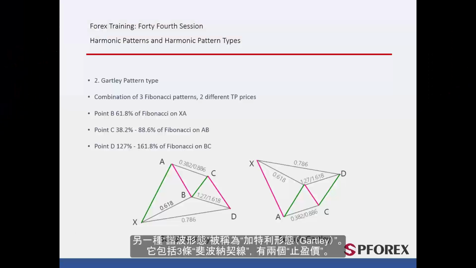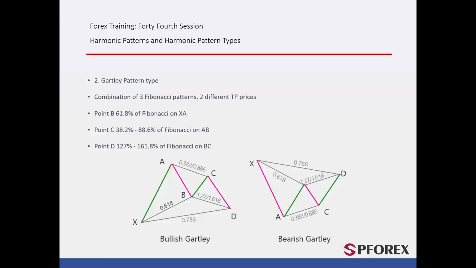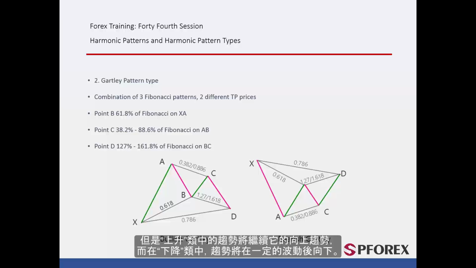Another harmonic pattern is called Gartley. It consists of 3 different Fibonacci patterns with 2 various TP prices. Both bullish and bearish types have the same procedure and relations. However, trend on a bullish type will continue its upward trend on a bearish mode. It will decline after certain fluctuations.